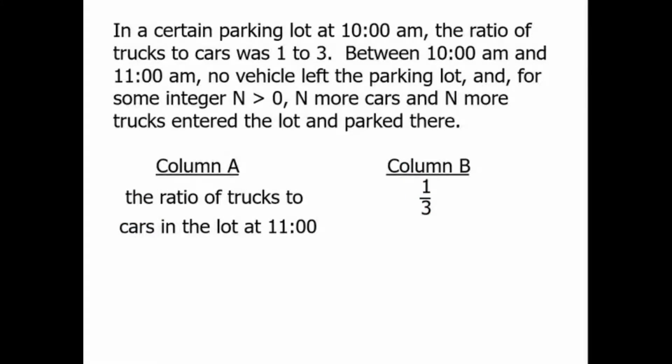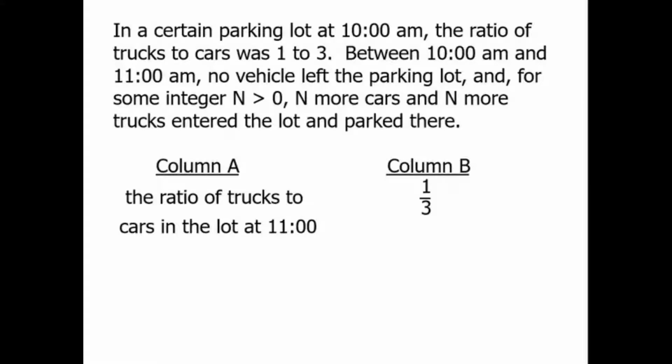In a certain parking lot at 10 a.m., the ratio of trucks to cars was 1:3. Between 10 and 11, no vehicle left, and for some integer n greater than 0, some positive integer, n more cars and n more trucks entered the lot and parked there. And so we want the new ratio of trucks to cars. How does that compare to 1/3?